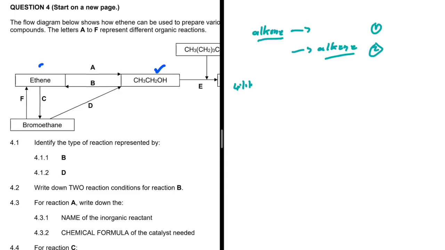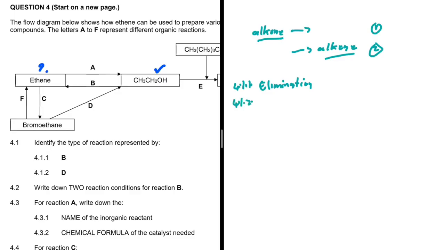Does it end with an alkene? Yes, it does. As soon as we see that, we know that it is an elimination reaction because it ends with an alkene. Those are the only two things we need to look at. If it didn't end with an alkene, then it would be a substitution reaction. That is 4.1.1. Let's take a look at 4.1.2.